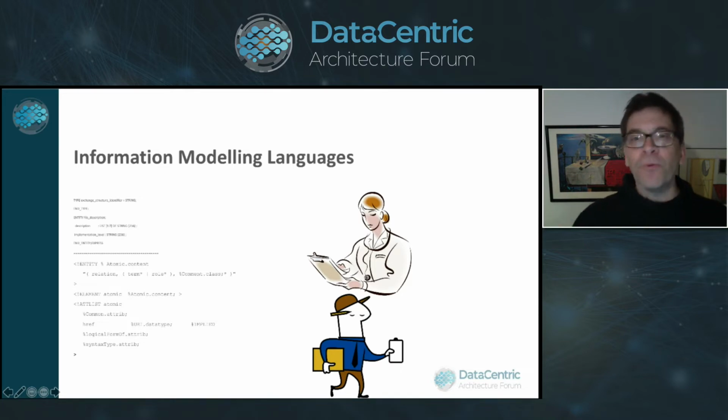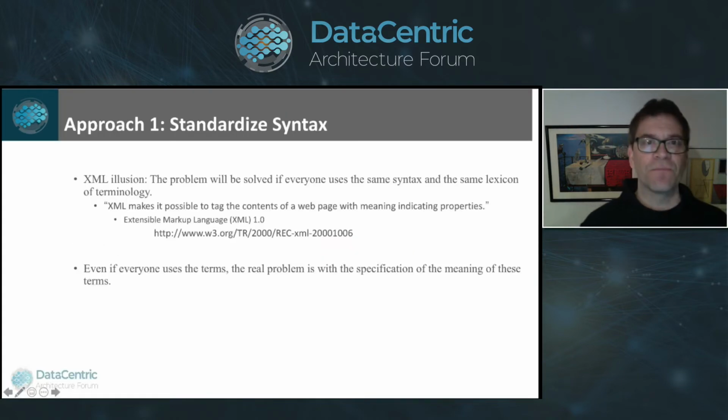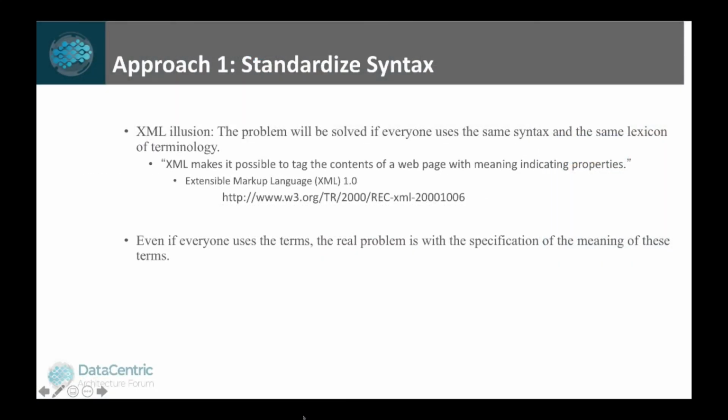Okay, so how do people deal with this? Well, one approach, as we can see on the following slide, is to standardize the syntax. The idea is that XML is one syntax, Express is another syntax. Your whole problem here is that you're using different syntaxes. Just use the same syntax, and your problems will be solved. Now, I call this the XML illusion in a way. On the semantic web, XML has rapidly been adopted to be the standard syntax for these languages, which is necessary. But I call it the XML illusion because it's believed that the problem will be solved if everyone just uses the same syntax and the same terminology.